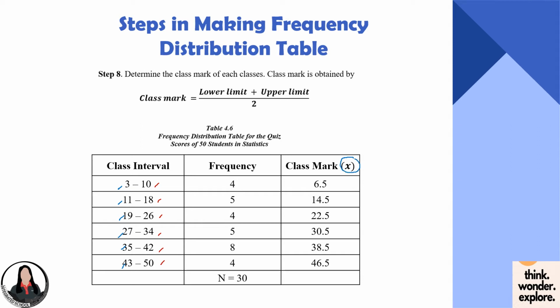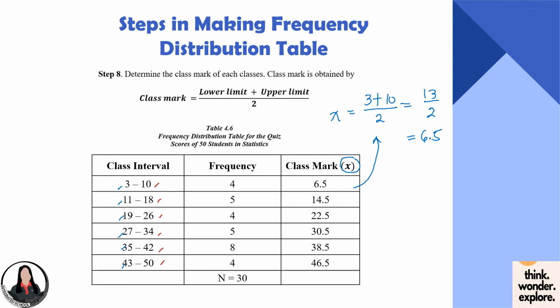So, paano ba natin nakuha itong mga class mark na to? Okay, so one example, para makuha ang 6.5. So, to get the class mark, we have the lower limit 3 plus the upper limit 10 all over 2. Okay, so we have 13 divided by 2. Simply, that is 6.5. Okay, and then, ganun din ang gagawin sa second class.